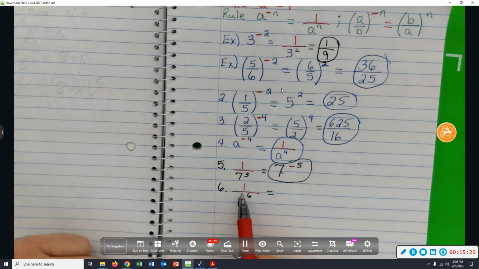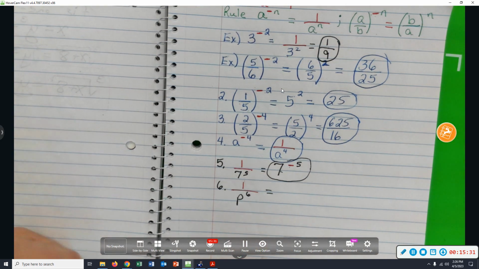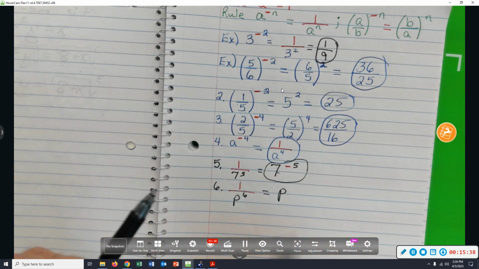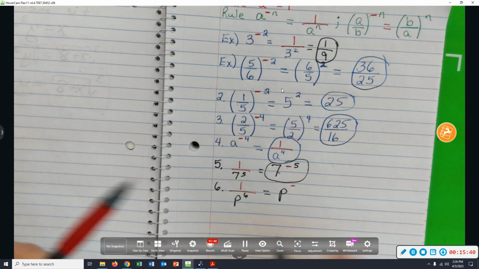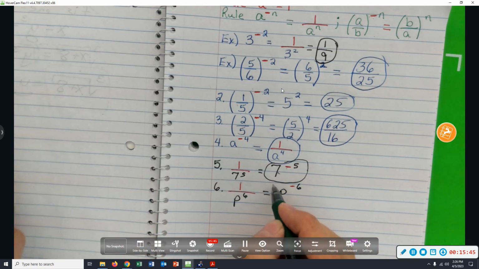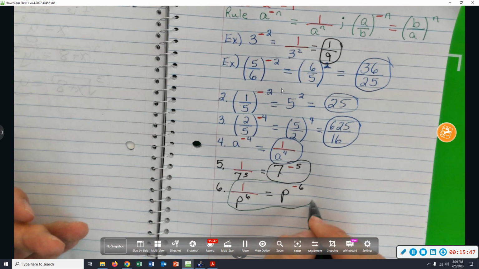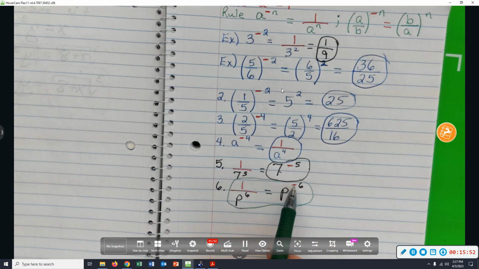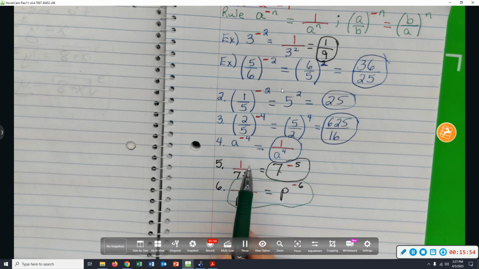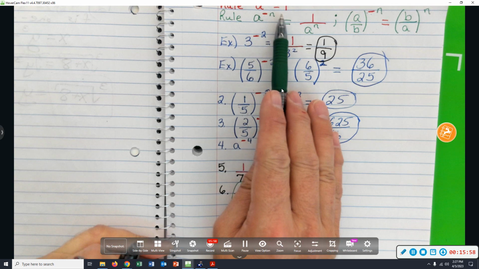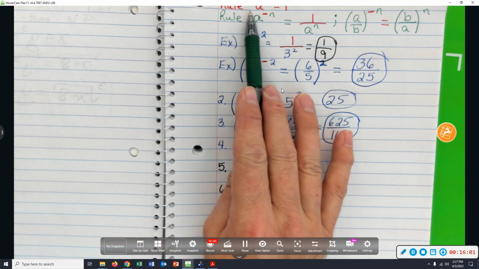To get rid of a 1 over, you make the exponent negative. So this 1 over p to the 6th is a p to the negative 6th. I'm not sure if it's obvious what I'm trying to show with the colors. But this red 1 over is the same thing as that red negative. That's what I'm trying to show with these colors. Just like up here when I stated the rule. Okay?